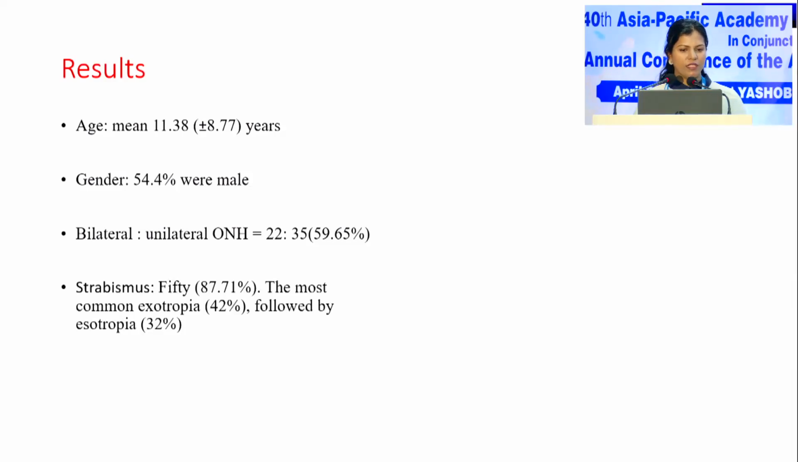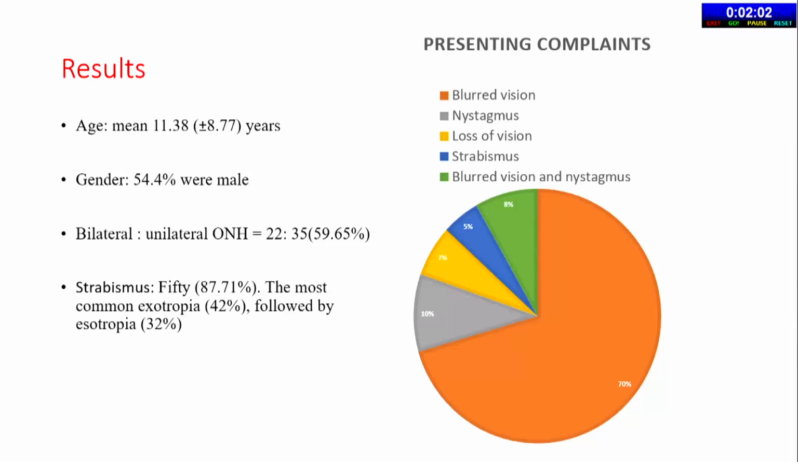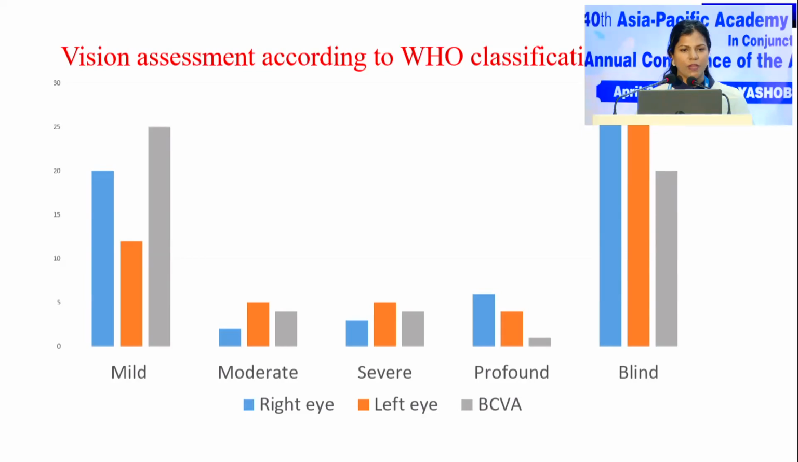Strabismus was noted in 87.71%, and exotropia was more commonly noted. The most common presenting complaint was blurring of vision, followed by others like nystagmus, loss of vision, and strabismus. When we divided patients based on the WHO classification for vision impairment, we did analysis for the right eye, left eye, and the best corrected visual acuity for each patient. There was a varied range of visual impairment in these patients.